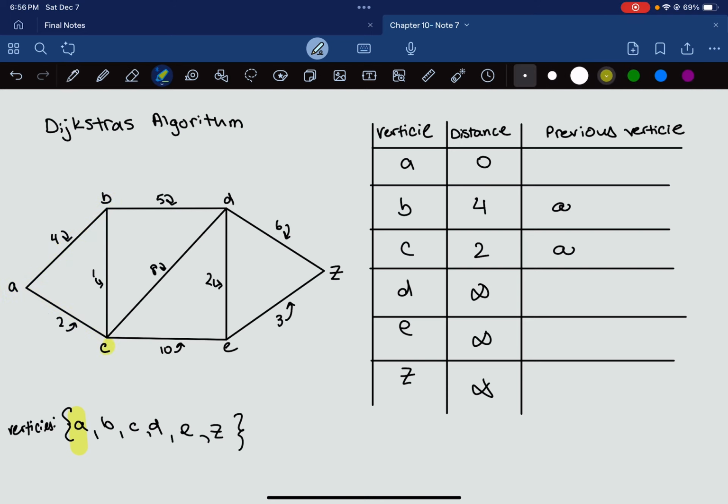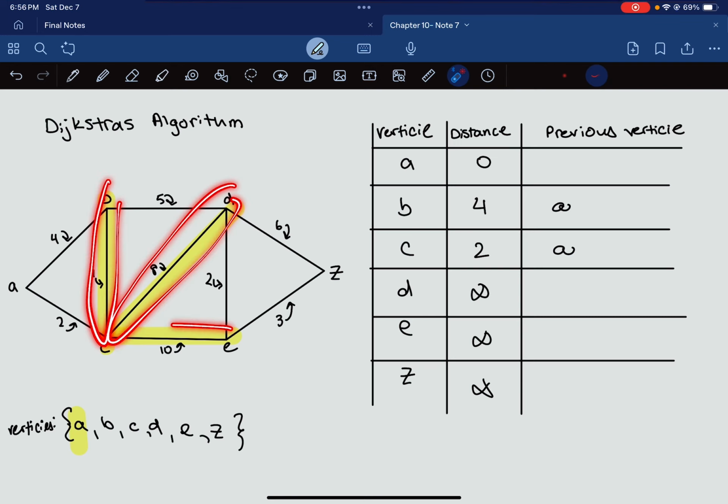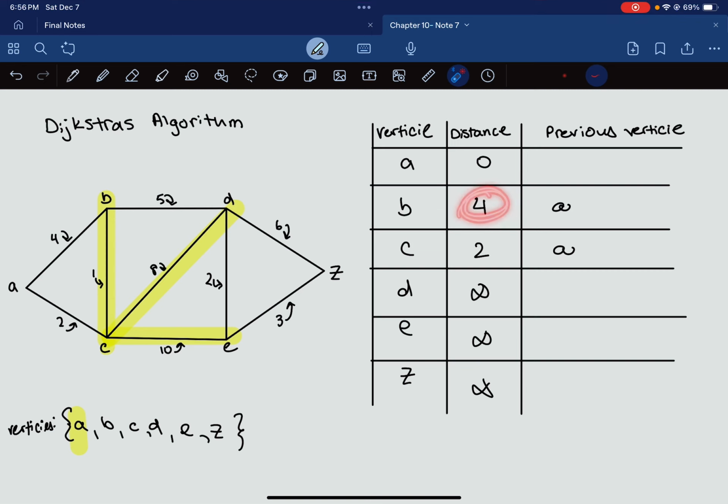Now we're at C. There's 3 different paths that we could take, all of the highlighted ones: B, D, or E. We already have a number written down here, but if this new path is shorter, then we're going to write that. To get from C to B, we have 1, plus the 2 over here, so the number is going to be 3. Instead of 4, it's 3 now, because it's shorter. So we're going to erase this, write 3, and then write C.